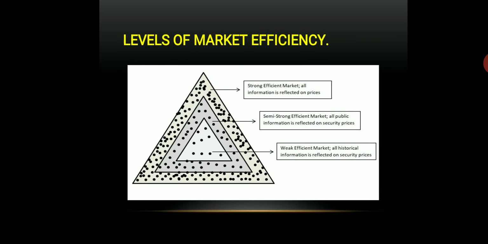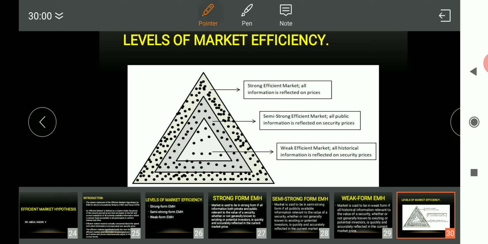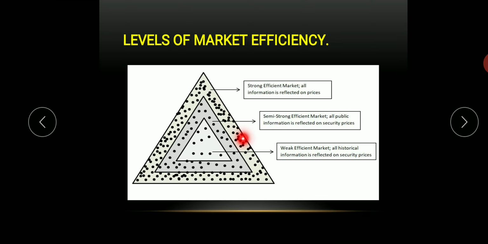This can be depicted in a picture, a pictorial presentation. In the outer portion you can see the dots are very near and very thick. This is called the strong form of efficiency, the availability of information. You may just think of it like that. This is a very strong form of efficiency, where the dots are very near and very thick.